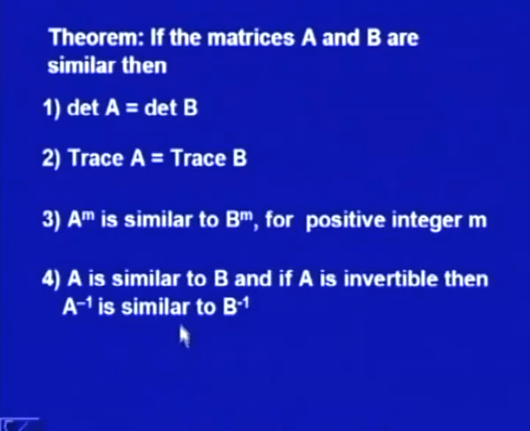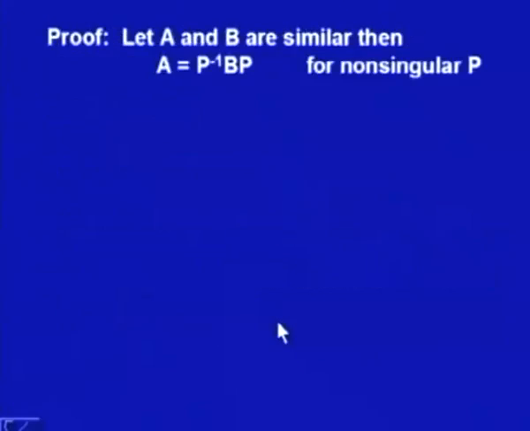And finally, if A is similar to B and if A is invertible, then A inverse is similar to B inverse. These are some of the properties of similar matrices. Let us prove them one by one.